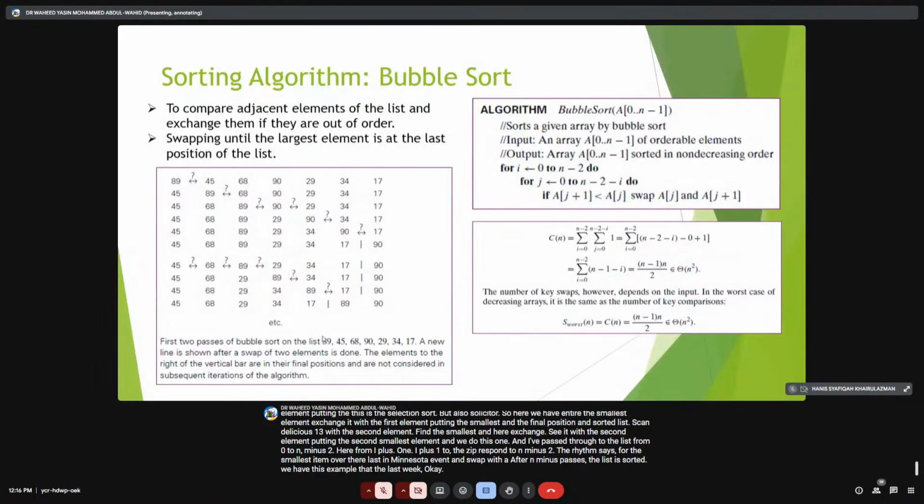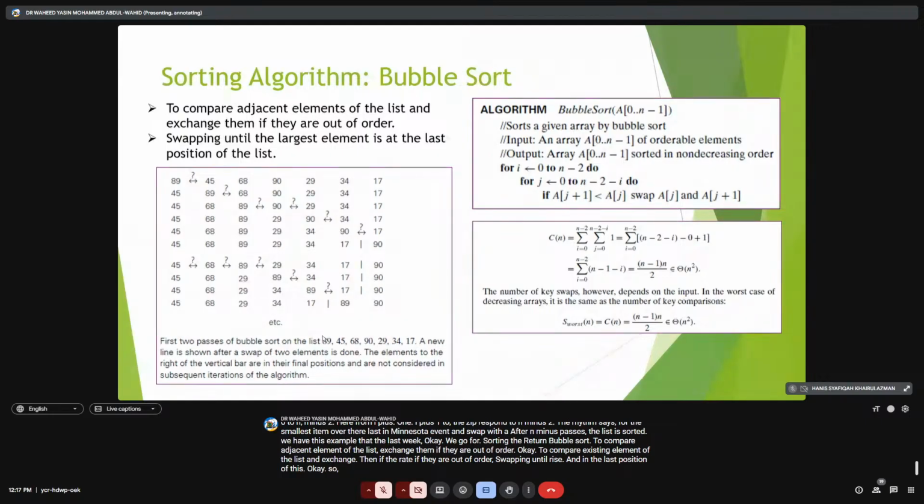We go to the sorting algorithm bubble sort. Compare adjacent elements of the list and exchange them if they are out of order, swapping until the largest element is at the last position of the list.